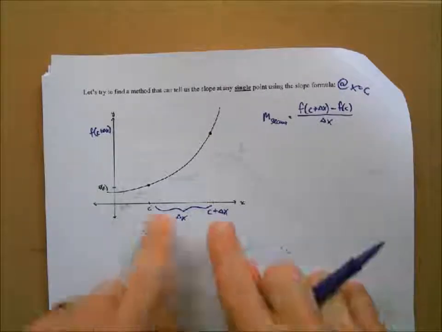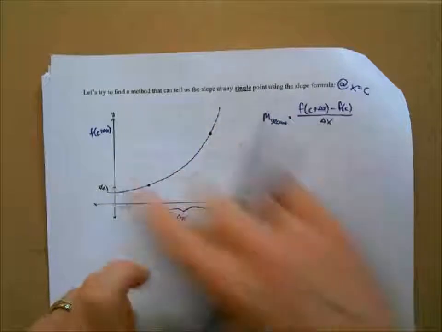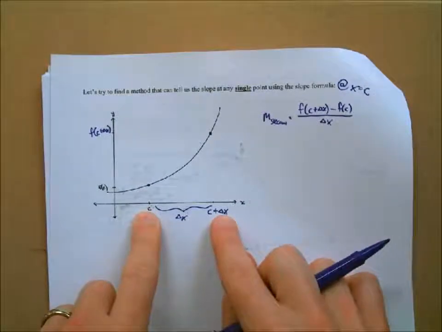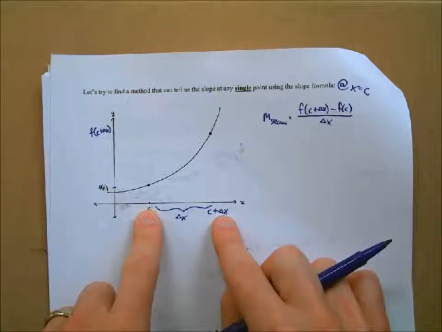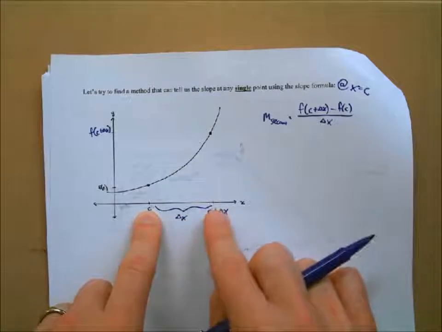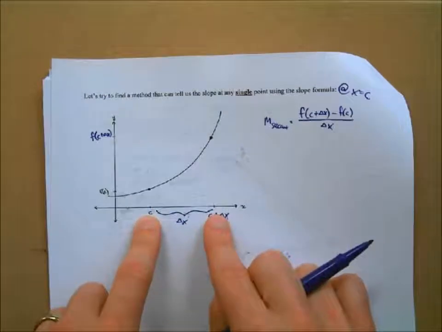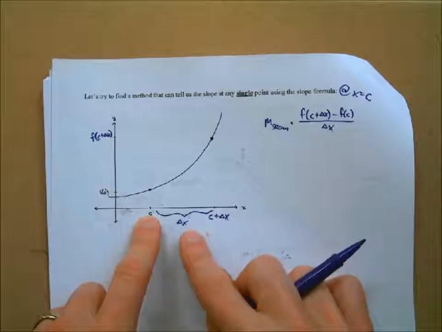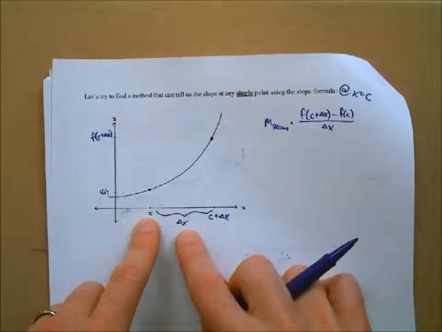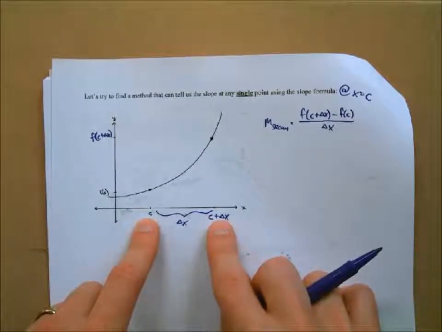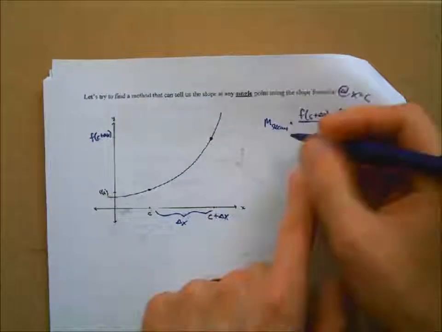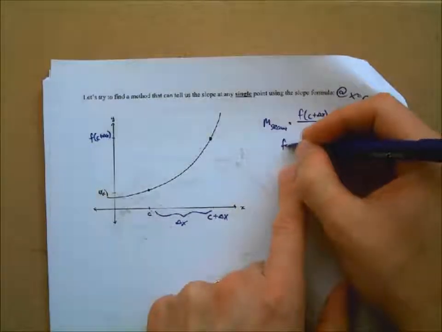With the way I've set up this graph, I got 2 points by taking my original single point, c, and adding a delta x to it to get my other point. If I then wanted to find the slope at a single point, I could set this delta x to be 0. If delta x were 0, this point would be 0 units away from this point, so it'd be the exact same point.